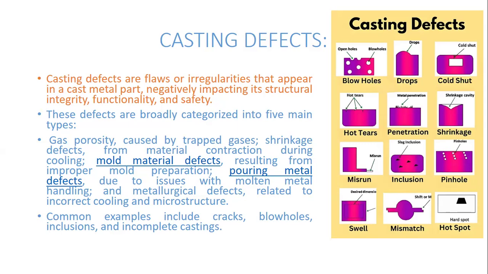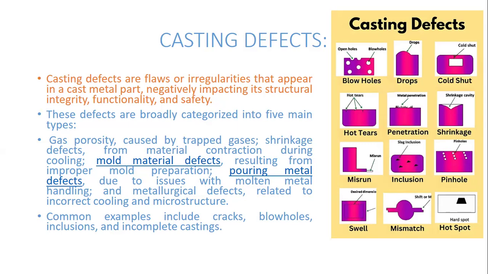What are the main sources of defects? They have been categorized into 5 types. First one is gas porosity. This process is caused by trapping the gases inside the hollow mold cavity during the metal solidification stage. Next one is shrinkage defects. The material may contract during cooling due to incomplete solidification process.